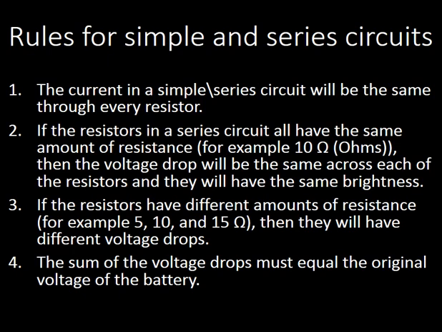On the other hand, if the resistors had different amounts of resistance, let's say you had a 5, a 10, and a 15 ohm resistor, or 3 different bulbs, then they have different voltage drops. And since they have different voltage drops, they're also going to have different levels of brightness.